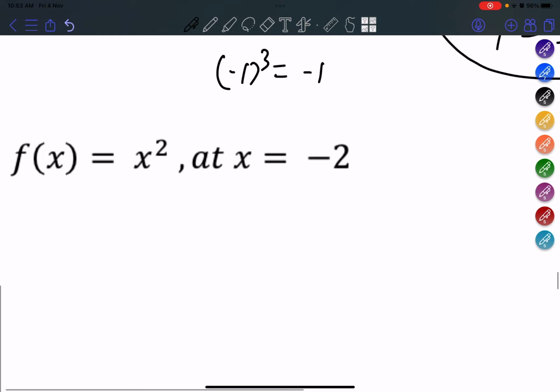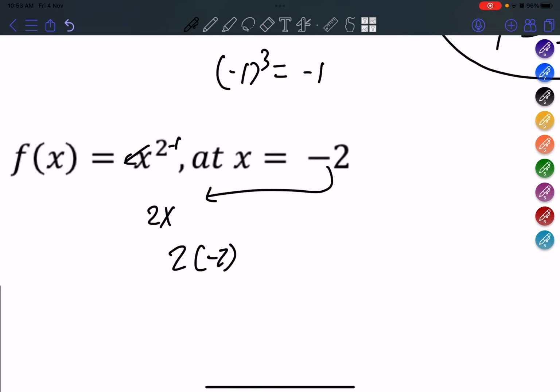Okay, so let's find m, the slope, the derivative. So put 2 down, so it becomes 2x, then minus 1 for the power, it becomes x to the power 1, which we don't have to write. Then substitute for the value of x, so it becomes 2 times negative 2, which is equal to negative 4. So m equals negative 4.